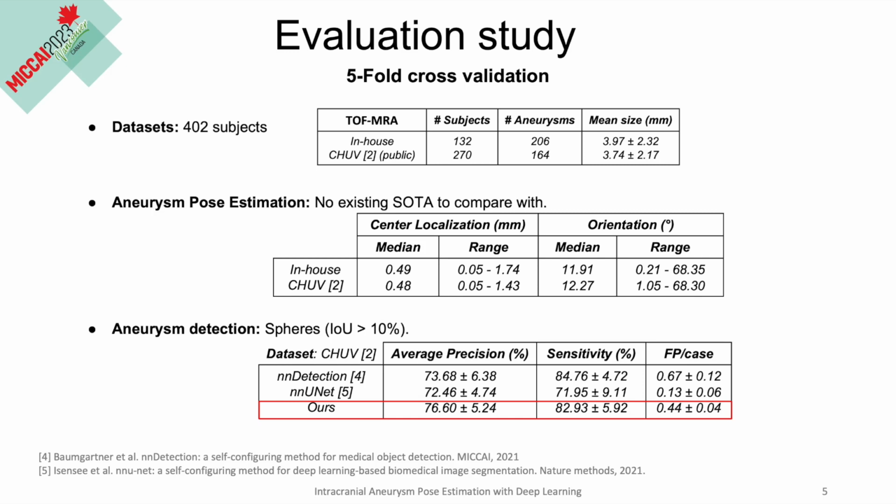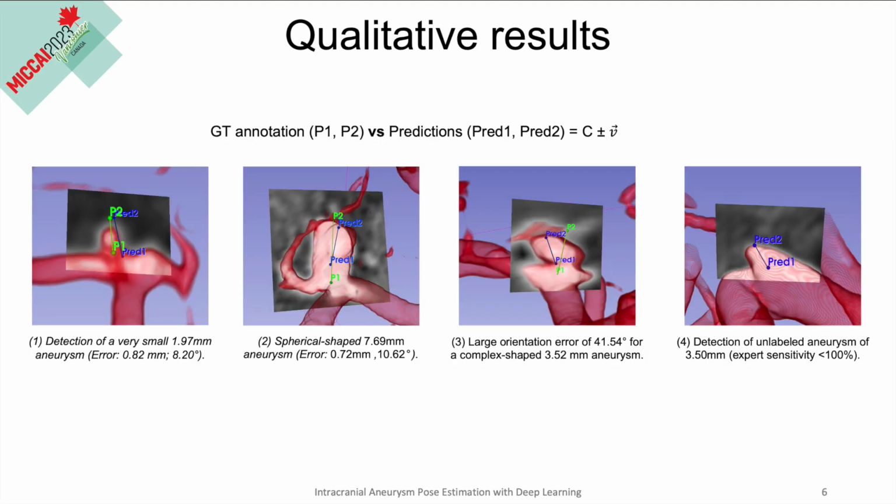For the object detection task, our evaluation is based on an intersection over union equal to 10%. We compared our method with two fully automated state-of-the-art detection and segmentation baselines, namely nnDetection and nnU-Net. Our method demonstrated very competitive performance, achieving an average precision of 76.60%, a sensitivity of 82.93%, associated with 0.44 false positives per case. Now, let's see some qualitative results.